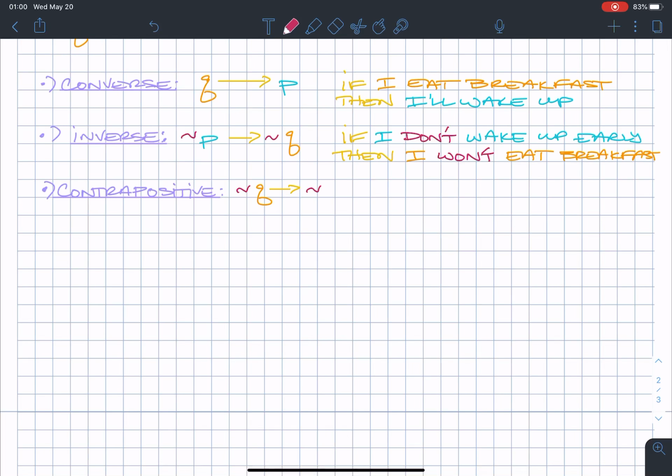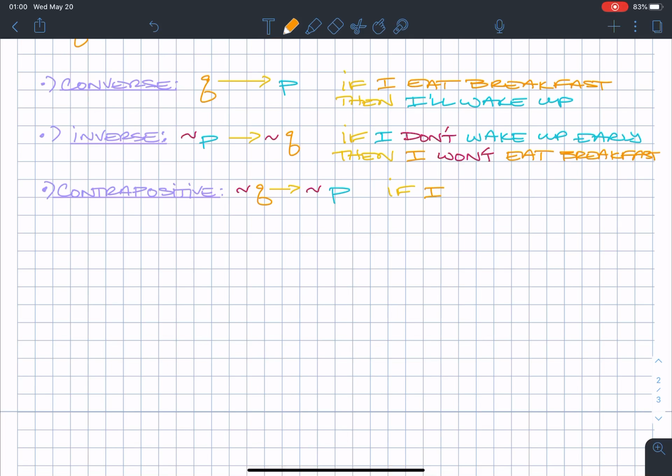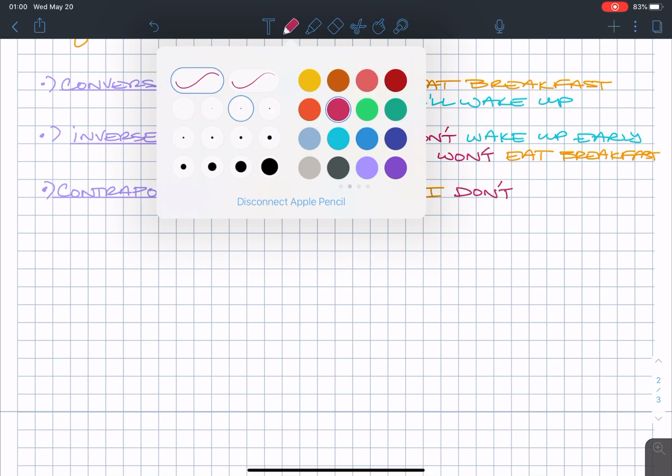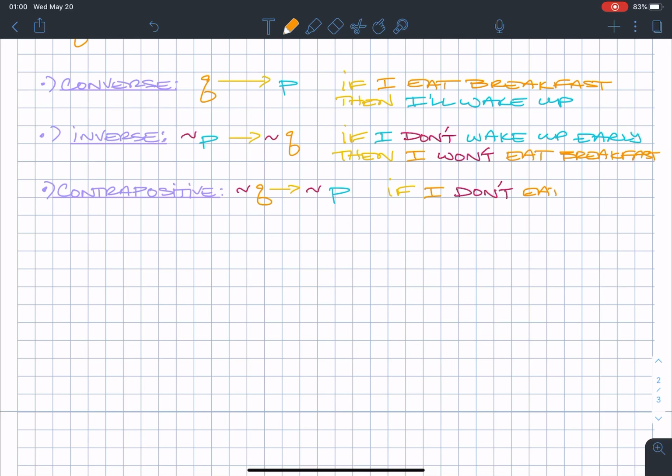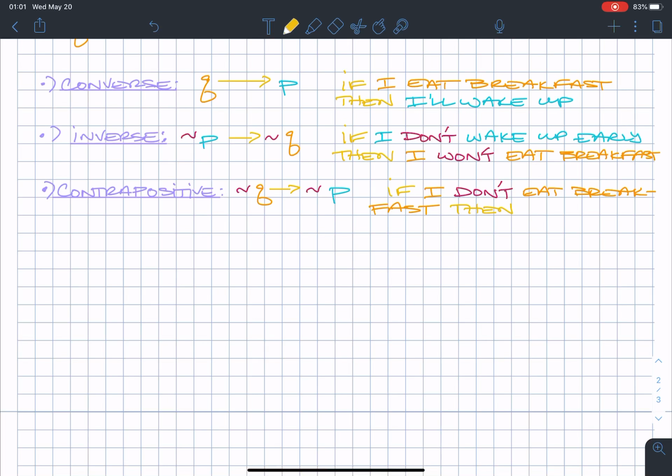Not P. There's something interesting about the contrapositive. So translating, this would be if I don't, because we're negating, don't eat breakfast. Then I won't wake up early.